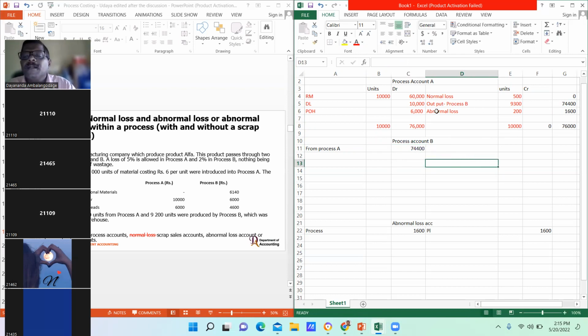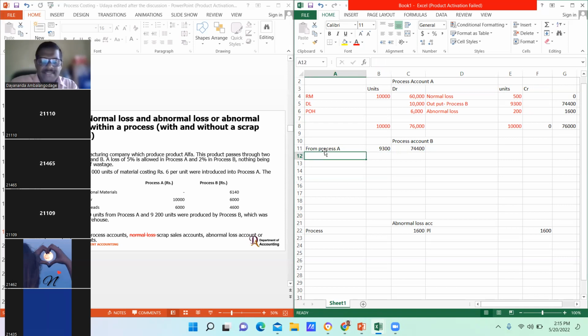What you are writing here is how much you are transferring: 9,300 units. So the unit column also you can fill in. Are you clear? Process A and process B. You are transferring this much to this one, and this much to this one, process B. And additional information is given.